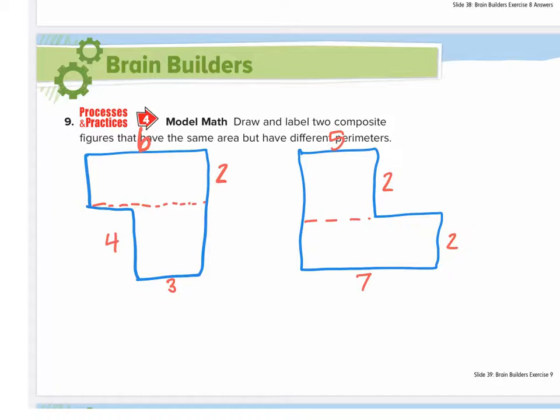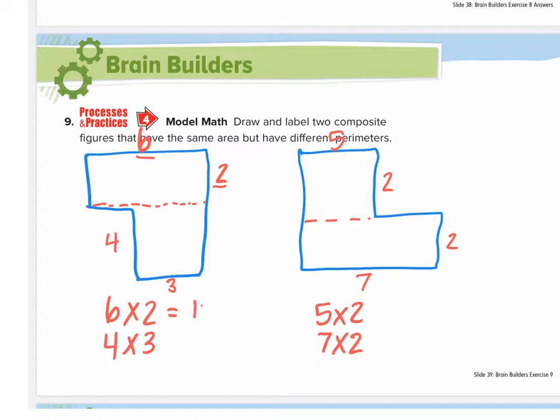Alright, I've drawn some figures here, and I decided I wanted them both to have an area of 24 square units. So let's check that I've done that correctly. 6 times 2 and 4 times 3. And then 5 times 2 and 7 times 2.